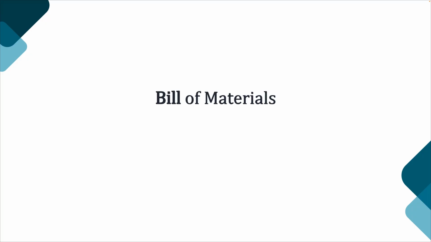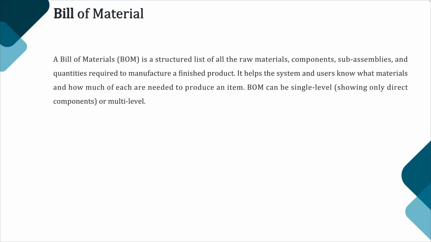In this video, we will be learning about a bill of materials. So, what is a bill of material? A bill of material is a structured list of all the raw materials, components, sub-assemblies and quantities required to manufacture a finished product. It helps the system and users know what materials and how much of each are needed to produce an item. BOM can be single level or multi-level.